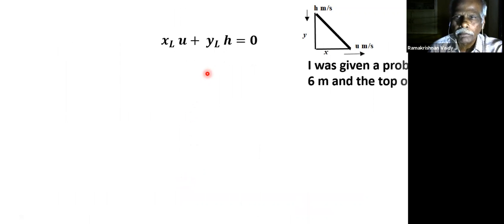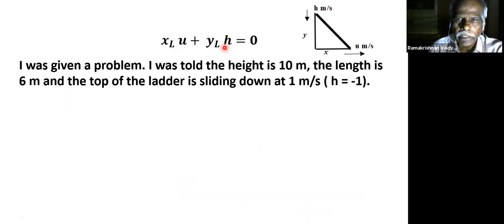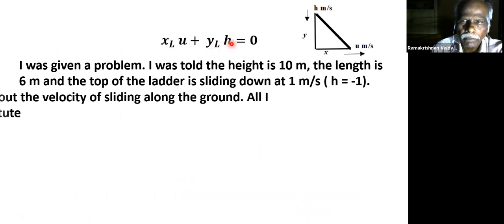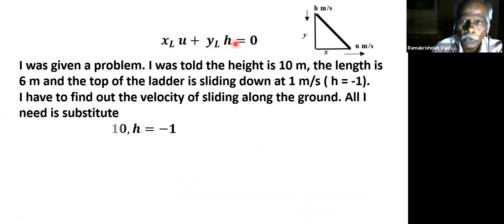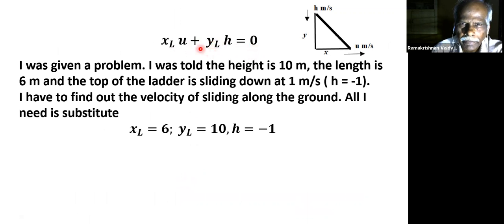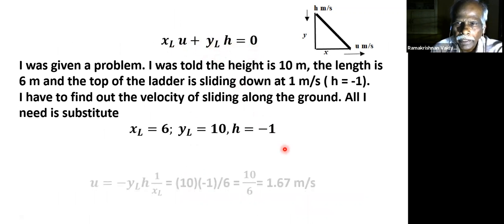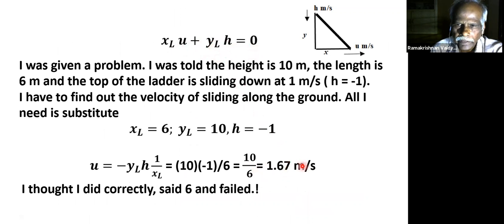I am given a problem where xl is equal to 6 meters, yl is equal to 10 meters, h is equal to -1. I simply have to substitute to find the answer u. u is equal to minus yl h by xl. Minus of yl is 10 divided by xl is 6. So minus 10 by 6 into h is -1. Therefore, plus 10 by 6, 1.67 is the answer.